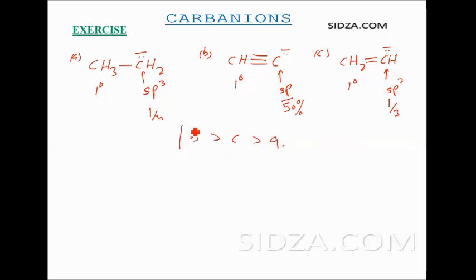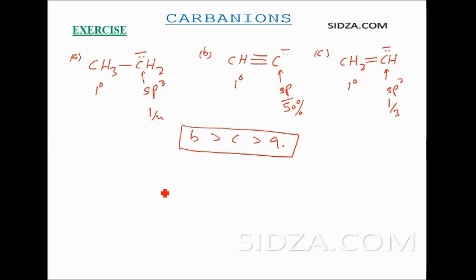This is the decreasing order, because higher s character means the carbon with the negative charge will be a little more electronegative, since electronegativity also depends on the hybridization. The sp hybridized orbital has more s character, which is closer to the nucleus and more penetrated towards it, so it is held strongly by the nucleus. That's why this one is more stable, and that's why acetylene is acidic.